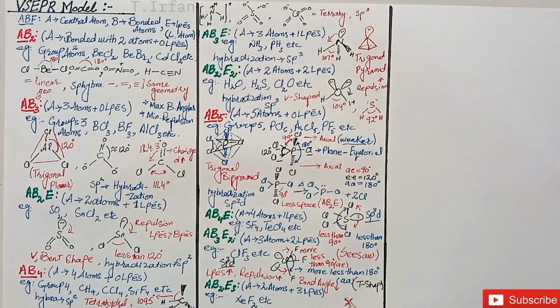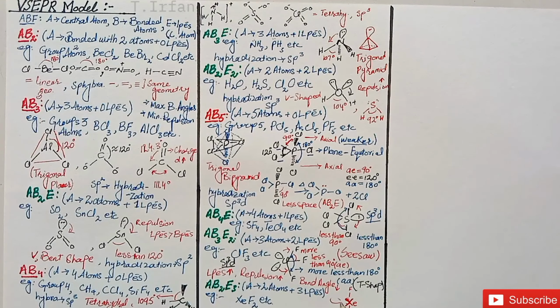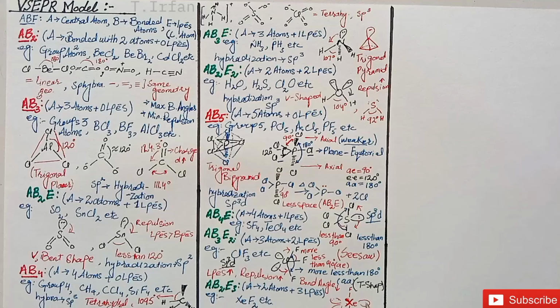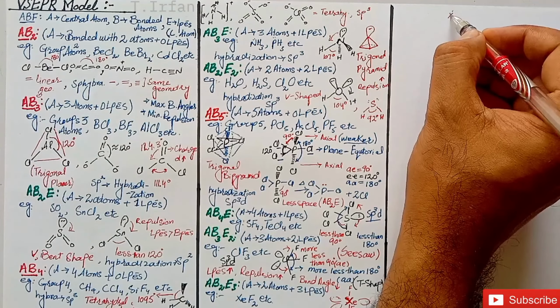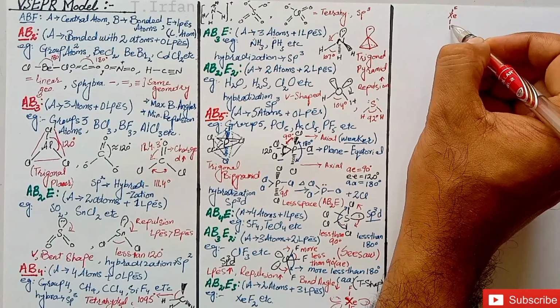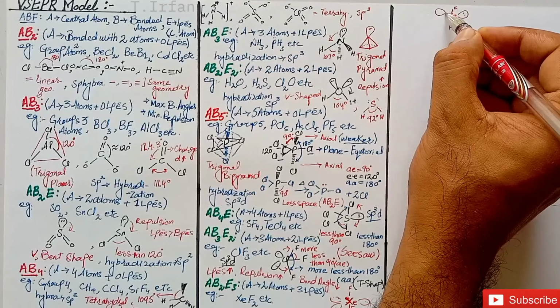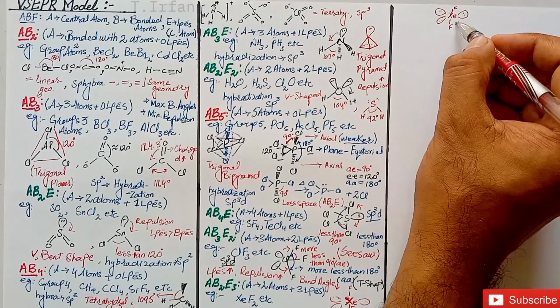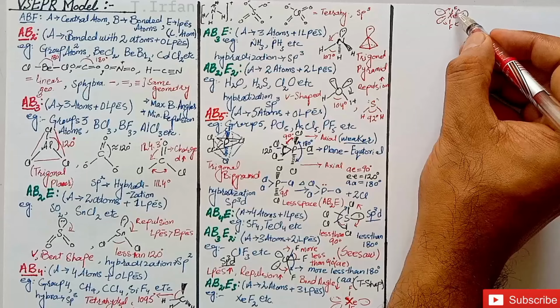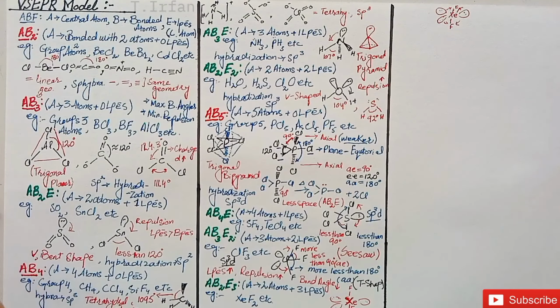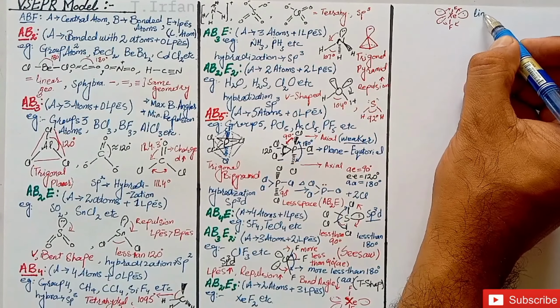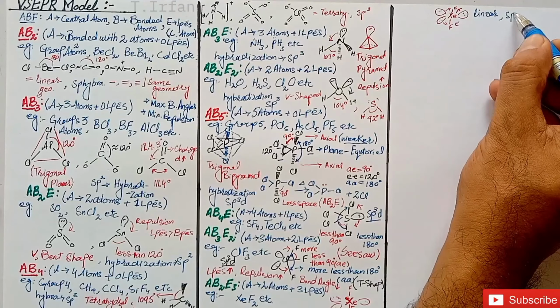This is the geometry of XeF2 molecule. Here the central atom has 2 bonded atoms and 3 lone pair electrons. One lone pair on one side and 2 lone pairs on the other side cause repulsion and form the geometry of this molecule linear. Although the electronic geometry is trigonal bipyramid and the central atom is sp3d hybridized.